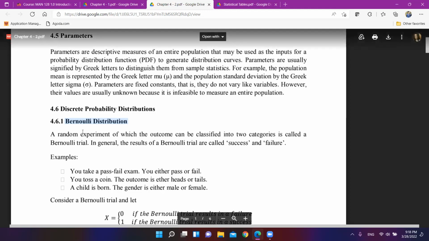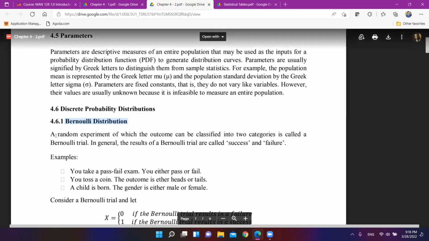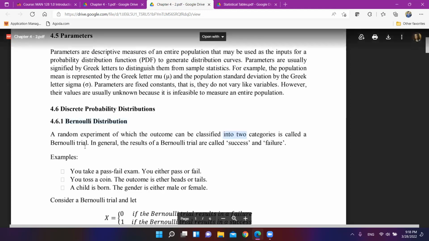So the first distribution that we are going to discuss is the Bernoulli distribution, right? Most common and the simplest distribution so far. A random experiment of which the outcome can be classified into two categories is called a Bernoulli trial. Bernoulli trial එකක් කියලා කියන්නේ මොකක්ද? Trial එකක් කියලා කියන්නේ experiment එකක එක අවස්ථාවක්, right? Tossing a coin නම් coin එකේ ලැබෙච්ච outcome එක, right? So something like that. It's called a trial, right?